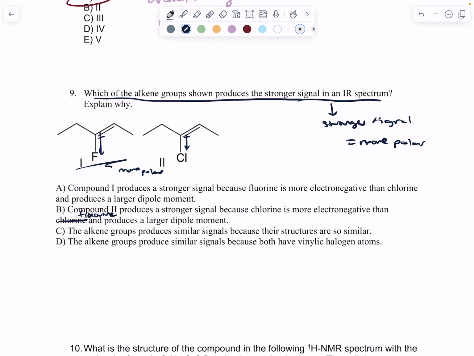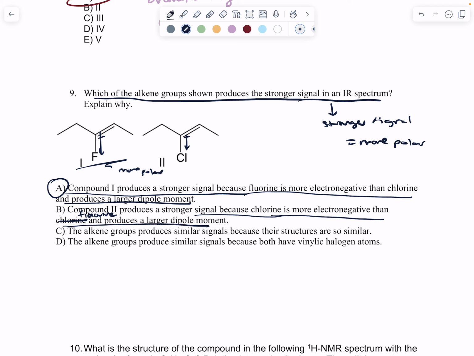Now I'm going to read these statements. Compound 1 produces a stronger signal because fluorine is more electronegative than chlorine and produces a larger dipole moment. So that is a good guess for me. Compound 2 produces stronger signal because chlorine is more electronegative than fluorine and produces a larger dipole moment. Even if I don't know about the dipole moment thing, you can eliminate this one because chlorine is not more electronegative than fluorine. So you know that's wrong.